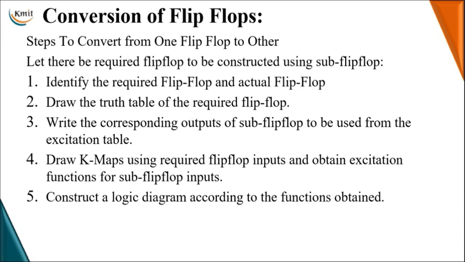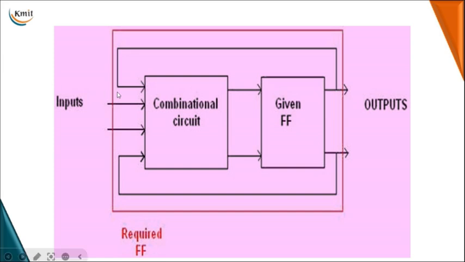After writing that conversion table, we have to write each excitation input in terms of a standard SOP as a function of the required flip-flop inputs and its present state. Thereafter, you have to minimize each excitation input function using the K-map method. After finding the minimal expression, we have to draw the logic diagram which can convert the actual flip-flop into the required flip-flop.